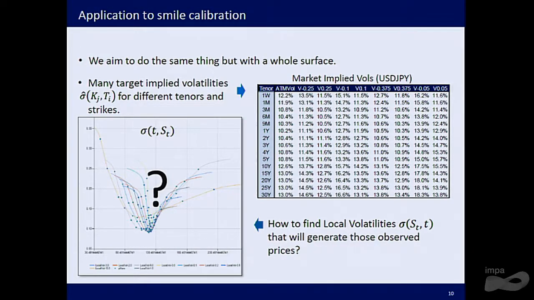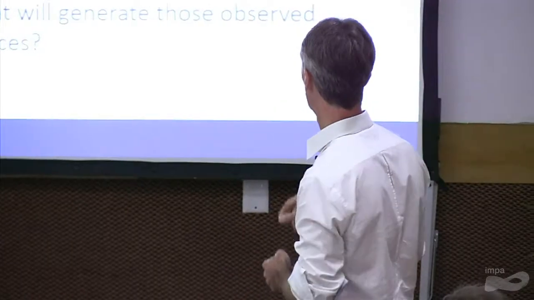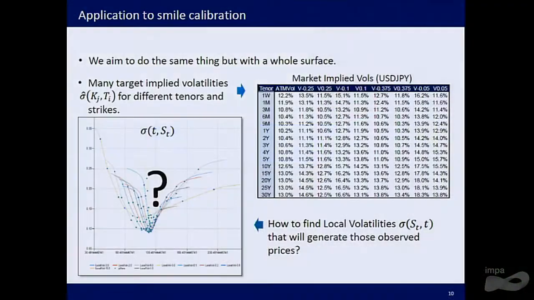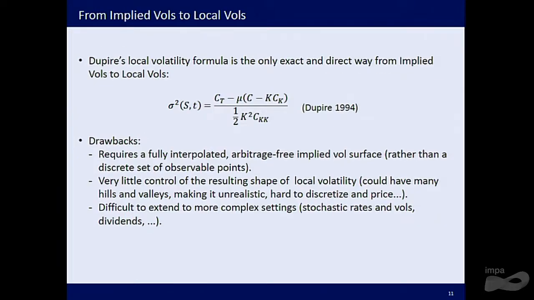So now let's talk about a real smile calibration. In this case, we extend to 2 dimensions. We have a set of strikes and a set of expiries, and we want to do the same thing. We have observable implied vols, and now we want to calibrate a local volatility sigma of S and T to match those ones. So we want to go from implied to local. Sounds familiar, doesn't it? So obviously, Dupire's formula does it.